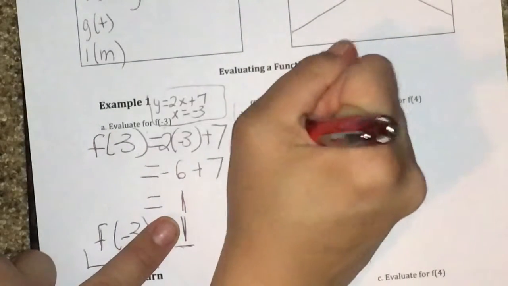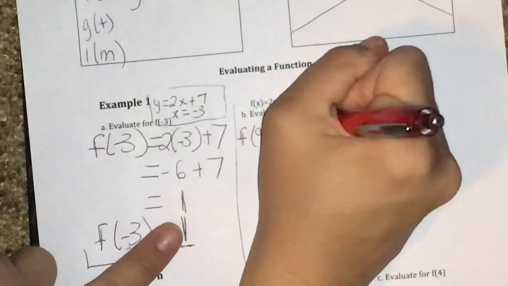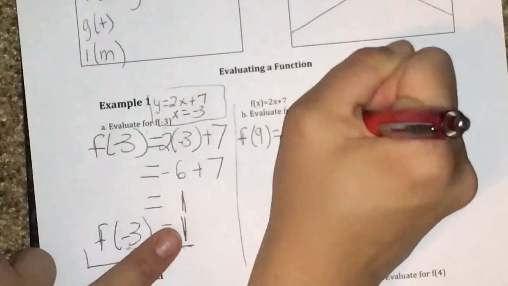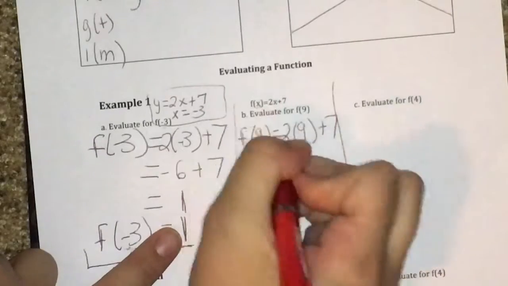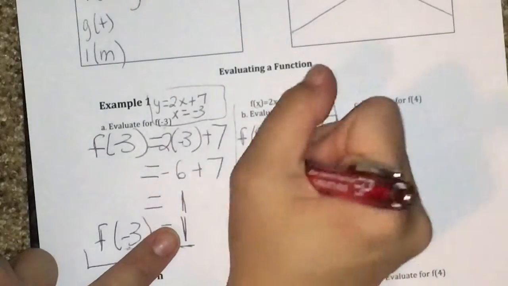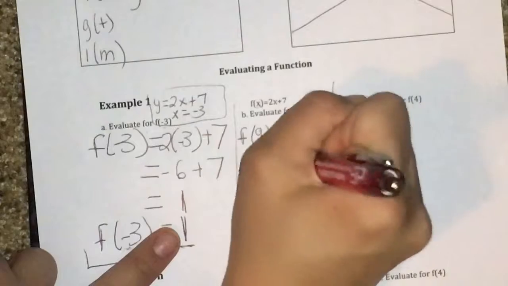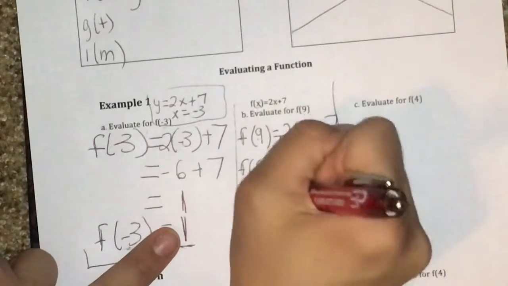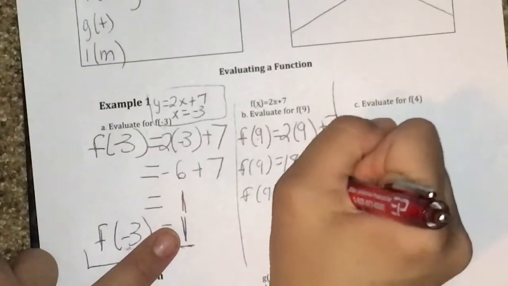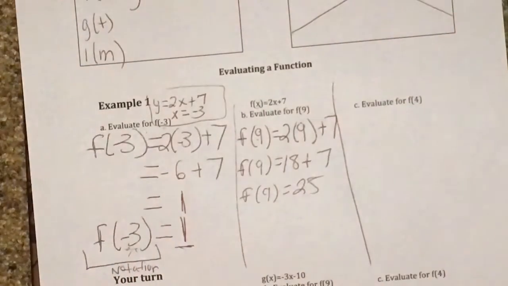So moving on to the next one, we're just going to do one more example here. F of 9 equals 2 times 9 plus 7, right? Because 9 is where the x is, so the 9 is going to go in for the x. And so we have f of 9 is equal to 18 plus 7, and f of 9 is equal to 25. Again, all it is is notation.